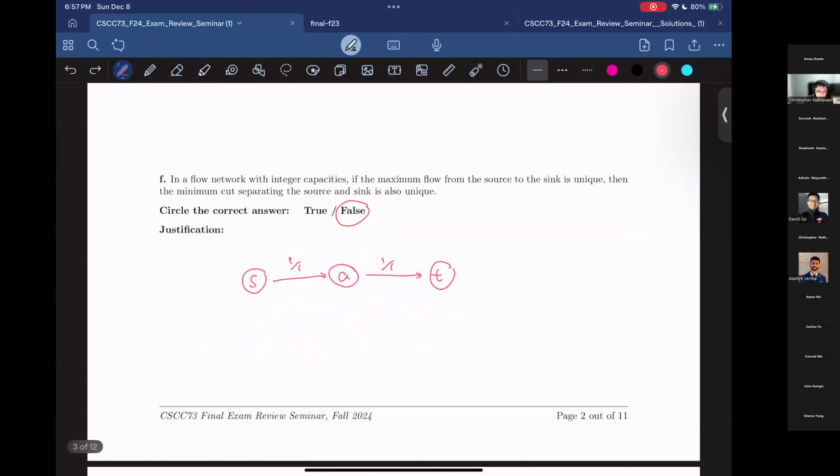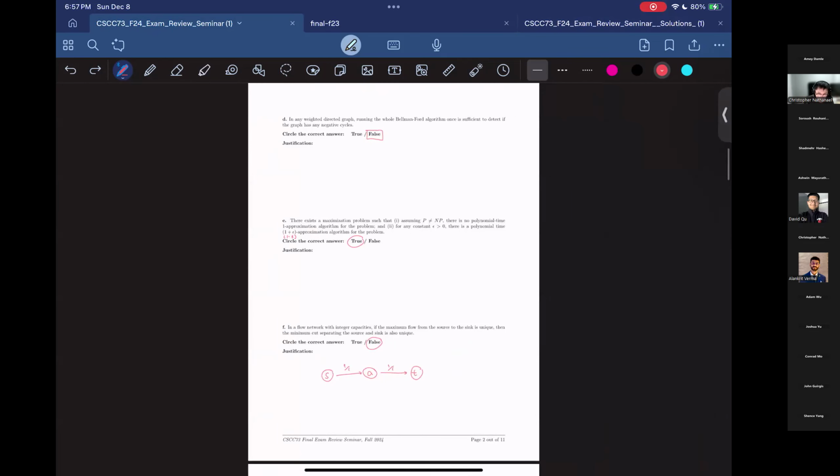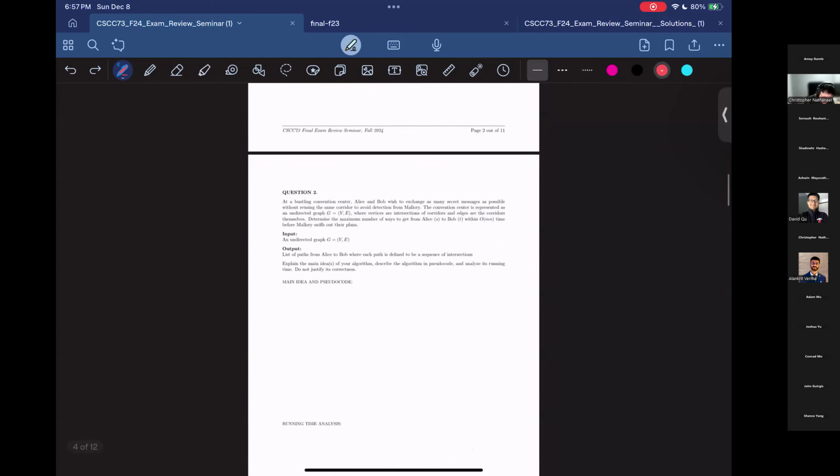Any questions about the true and false section? If not, then let's move on to the next one.